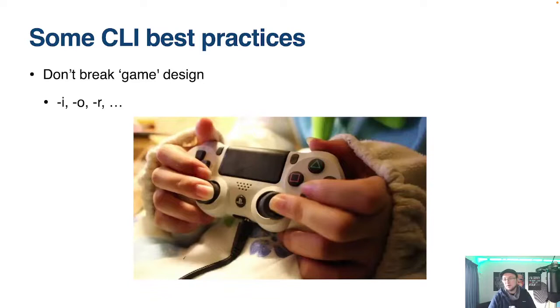And another one is I see that sometimes there are unwritten rules and defaults in the industry, just like in video games, right? If you put the jump button at the top of your controller, then people are going to be angry. Same here. -I expect an input. -R, I expect something to be recursive. So try to stick with the industry standards, even if they're not written anywhere, because you're breaking game design. You're going to make your users angry.